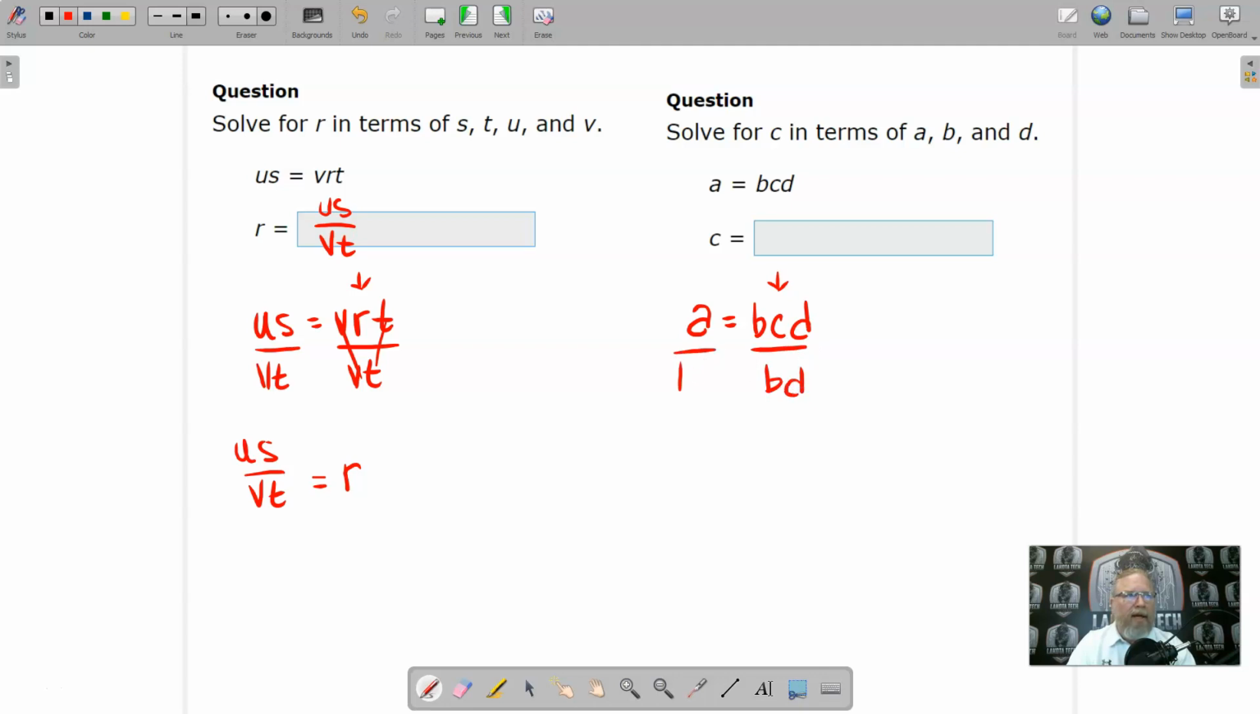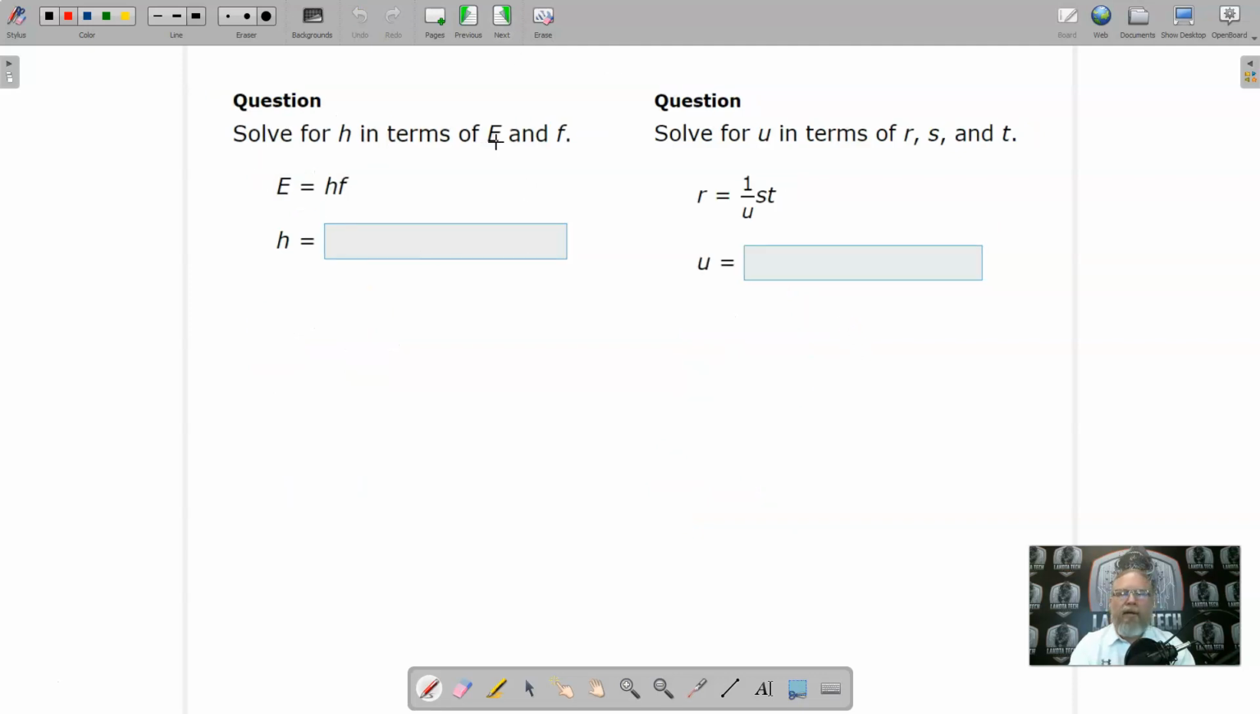What we do to one side, we're going to do to the other. The b's will cancel each other, the d's will cancel each other, leaving us with just the c on the right. And then on the left, we have a over bd. So our solution is that c equals a divided by b times d.